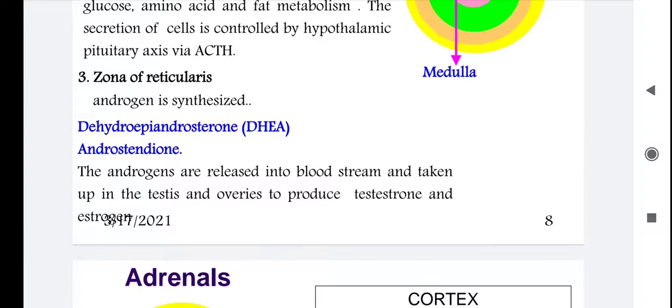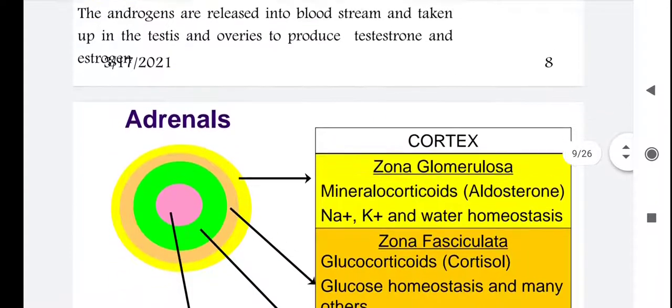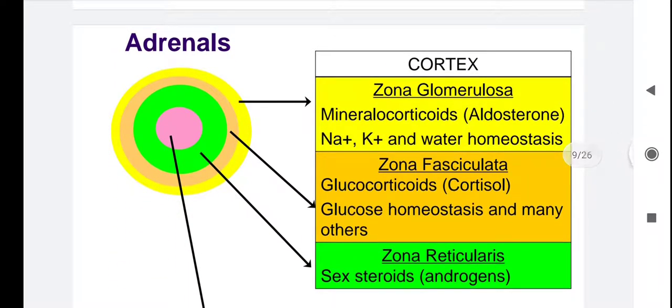Zona reticularis is the innermost layer of the cortex, which is responsible for the production or synthesis of androgens. The most important androgens secreted by the zona reticularis are dehydroepiandrosterone and androstenedione. The androgens are released into the bloodstream and taken up in the testes and ovaries to produce testosterone and estrogen. Here we can summarize the three zones of the adrenal cortex.